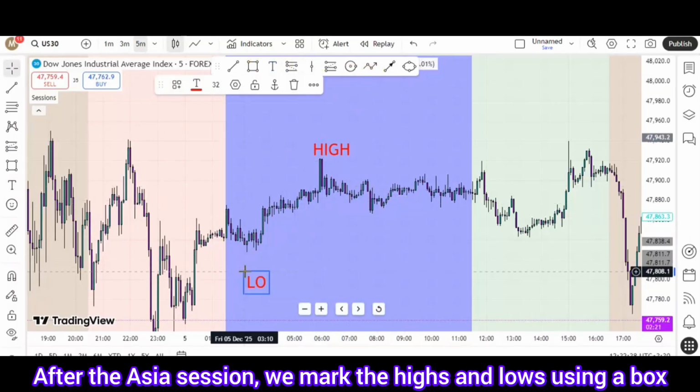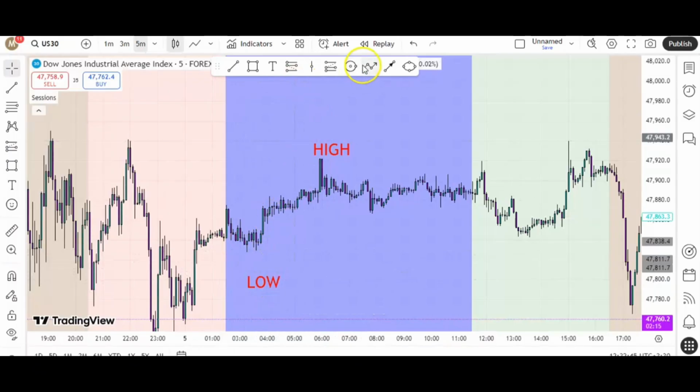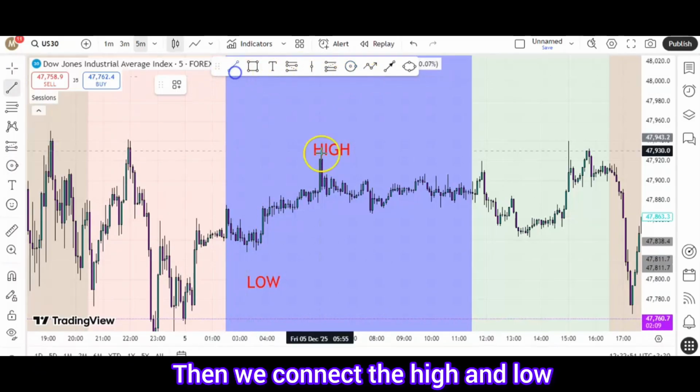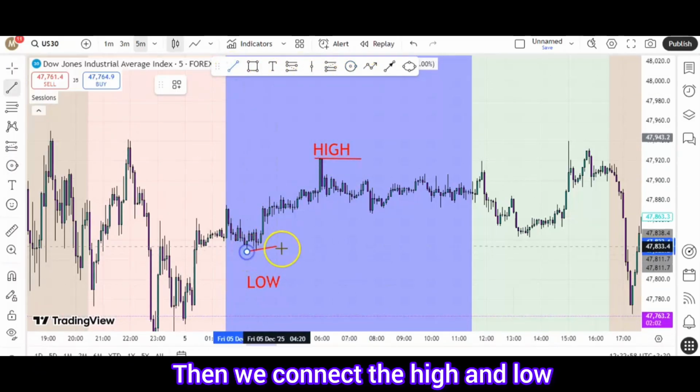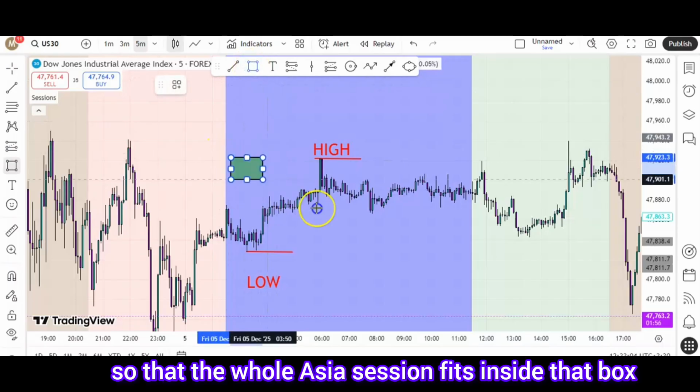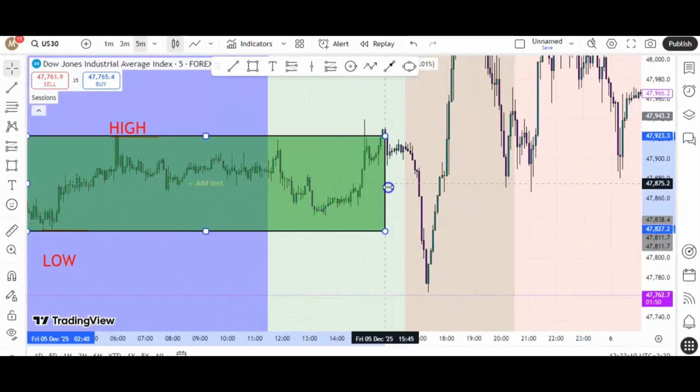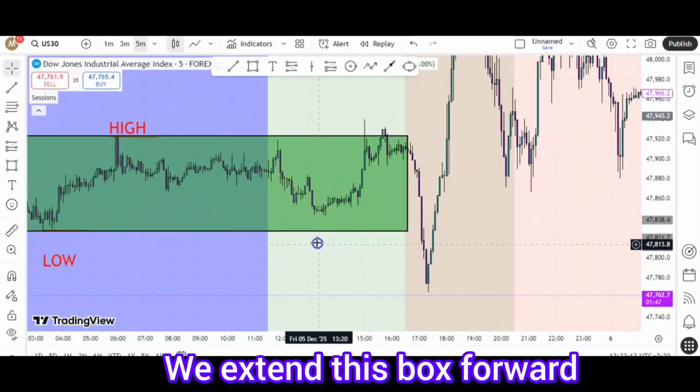After the Asian session, we mark the high and lows using a box. Then we connect the high and low so that the whole Asia session fits inside the box. We extended the spikes forward.